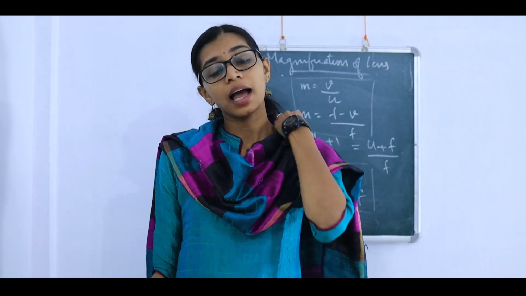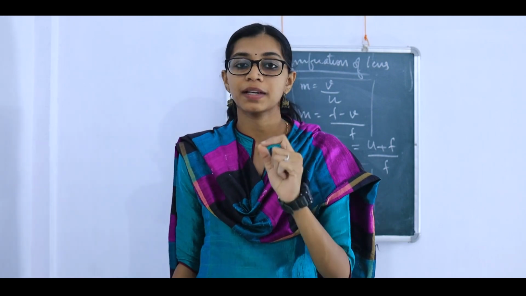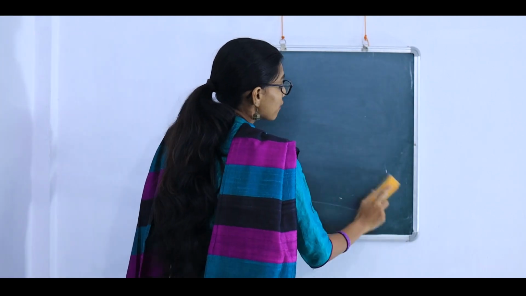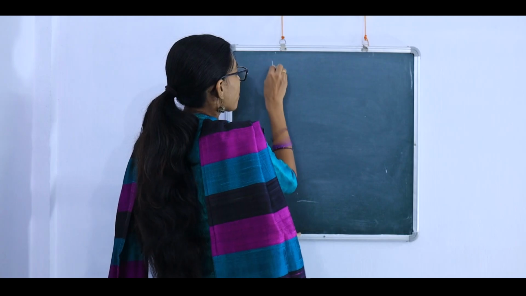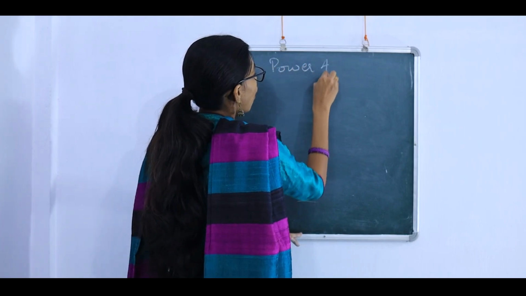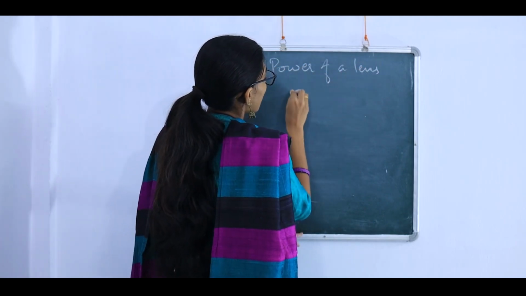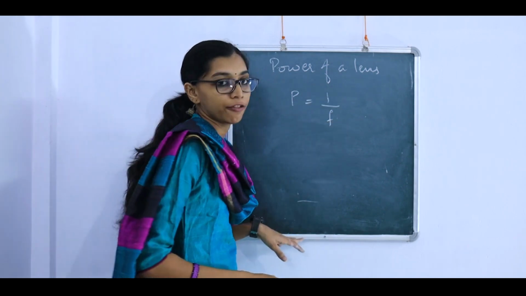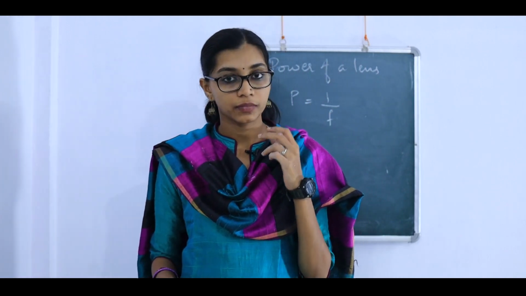So that is magnification. Now we have one more small concept left, that is power of a lens. Power is always the reciprocal of focal length. The reciprocal of focal length is called the power of a lens. So power of a lens, we represent it by P, and that is 1 by f. Power is equal to 1 by f.